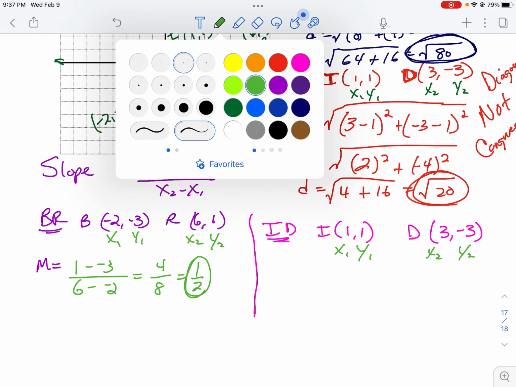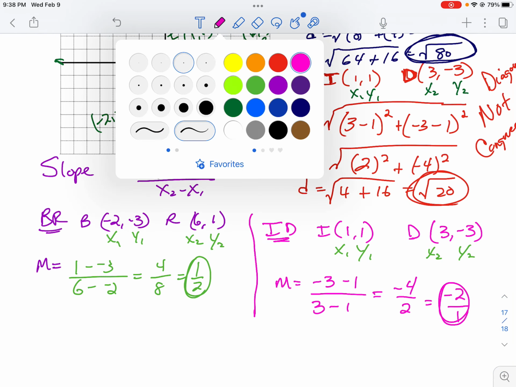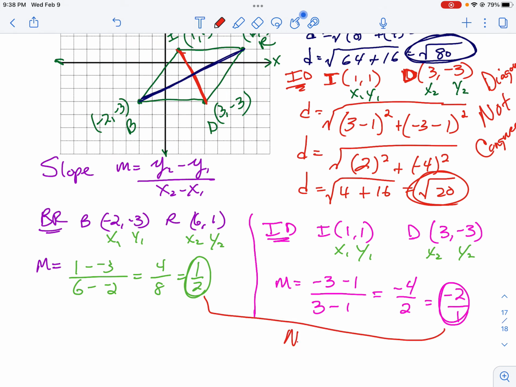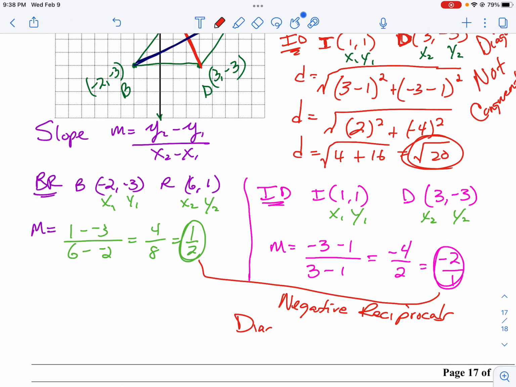All right, very good. We go to the other one. Same deal, slope equals y sub 2, which is negative 3 minus 1 over 3 minus 1. So that is going to be negative 4 over 2, and that is going to equal negative 2. And just for the record, negative 2 you could write as a fraction, negative 2 over 1. Now, if you look at these two numbers, notice that they are indeed negative reciprocals. So therefore, since they're negative reciprocals, that means the diagonals are perpendicular.